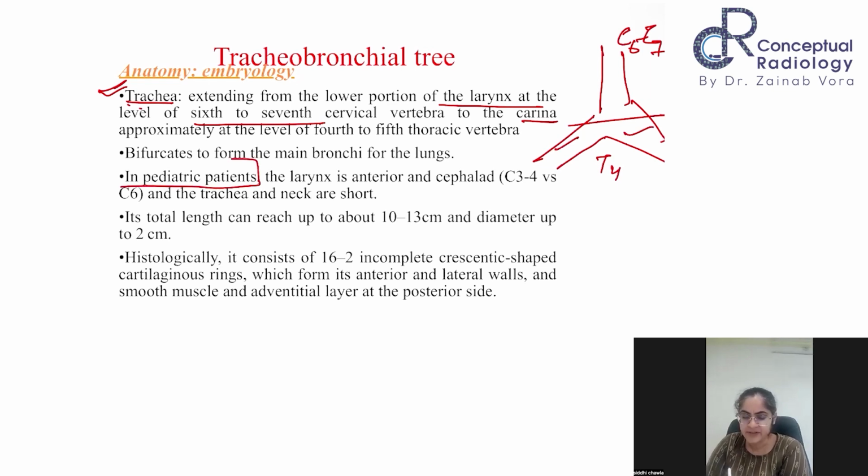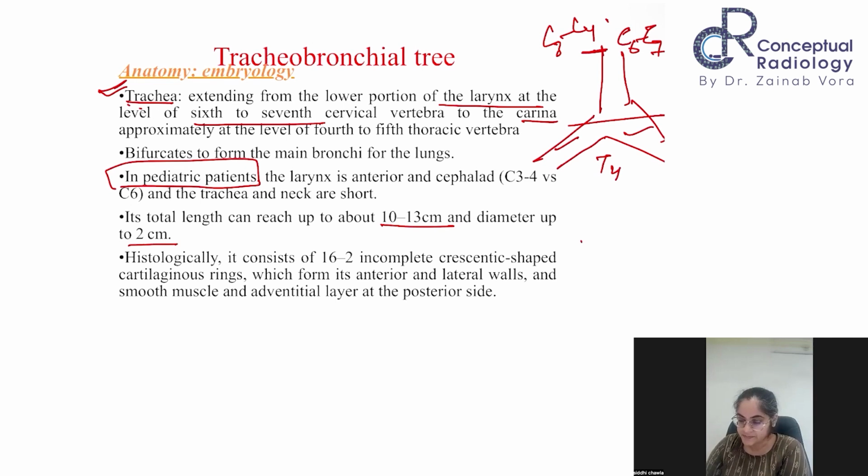In pediatric patients, as we have talked earlier also, the larynx is shorter in size, and so the starting point of the trachea is almost at the level of C3, C4, versus the C6 level seen in adults. The trachea is also short, as the neck is also relatively short in children. The length can approximately be 10 to 13 centimeter, and the diameter can be approximately 2 centimeter.